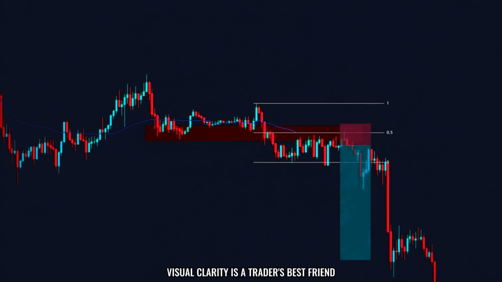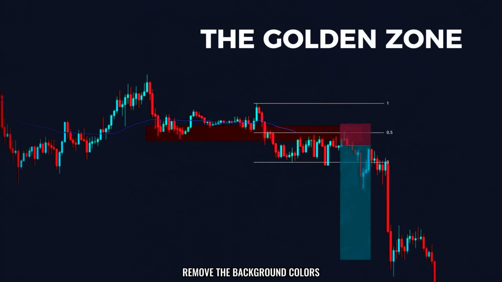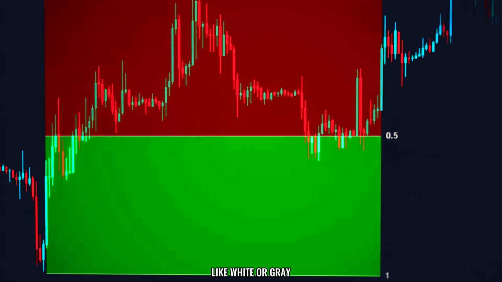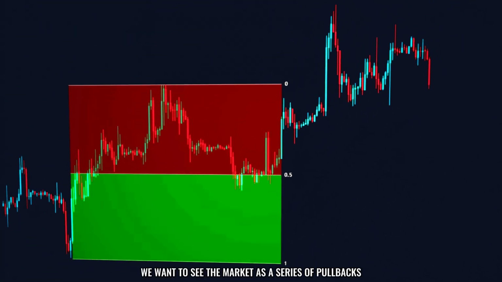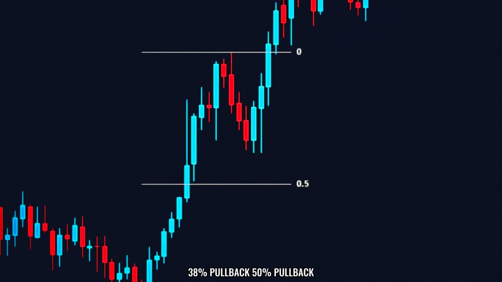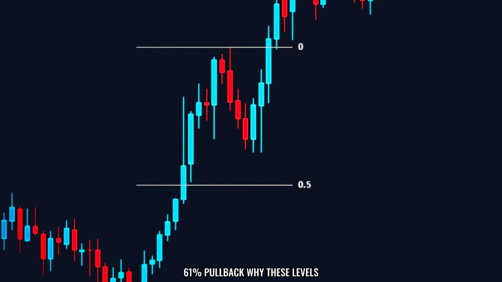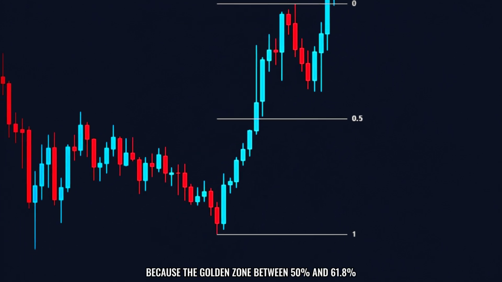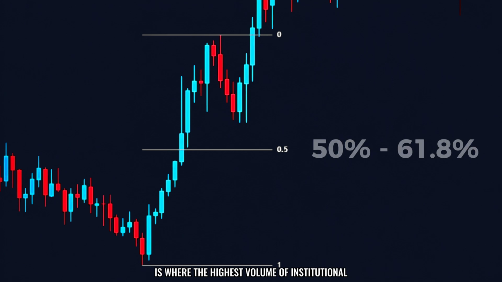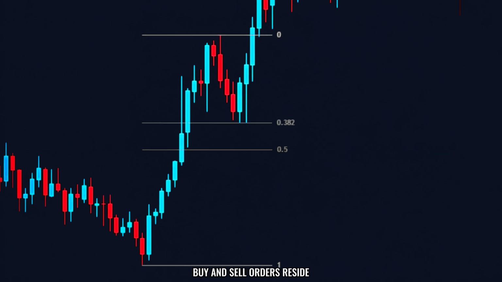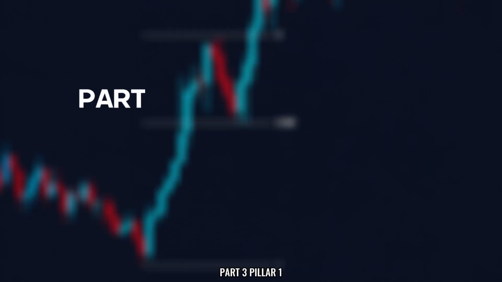Visual clarity is a trader's best friend. Remove the background colors and set the lines to a neutral color like white or gray. Change the values to percentages instead of decimals. We want to see the market as a series of pullbacks: 38% pullback, 50% pullback, 61% pullback. Why these levels? Because the golden zone between 50% and 61.8% is where the highest volume of institutional buy and sell orders reside. Part 3.